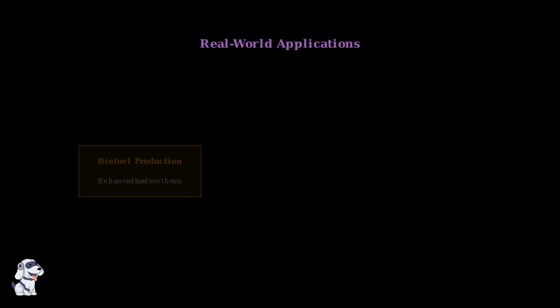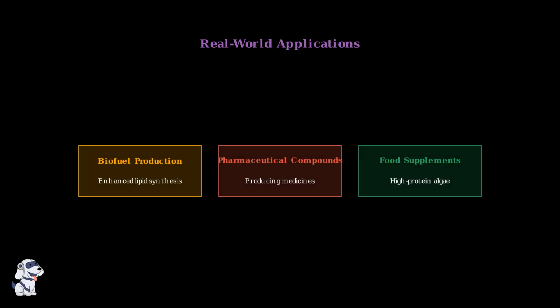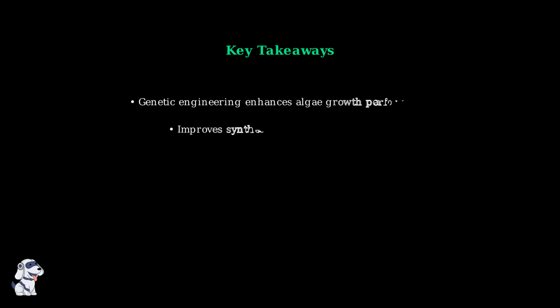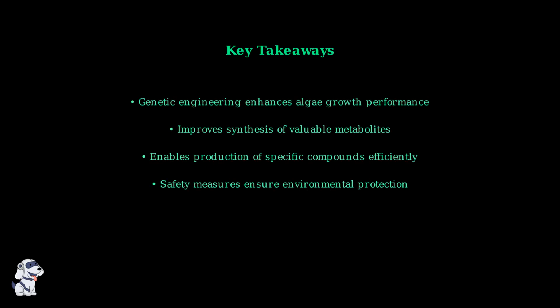These genetic engineering techniques are already being applied in real-world scenarios. Enhanced algae are being used for biofuel production, with improved lipid synthesis, pharmaceutical manufacturing, and creating high-protein food supplements. To summarize, genetic engineering is transforming algae into more efficient biological systems. By enhancing growth performance and metabolite synthesis, we can tailor algae to produce specific compounds more effectively, all while maintaining strict safety protocols to protect our environment.